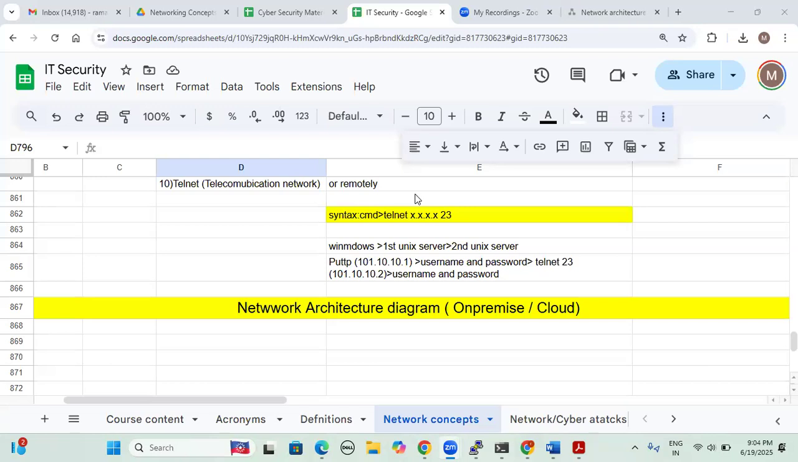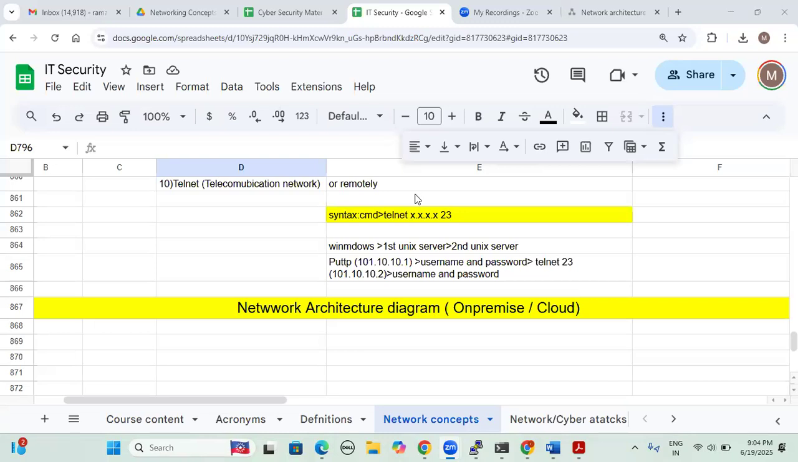So the next topic is the network architecture diagram, and whatever architecture diagram we are going to discuss now is applicable to on-premise and also applicable to cloud. In the cloud, there will be a few differences here and there. Those differences I'll explain later. Once again, we are moving to cloud security, where I will draw the new diagram related to cloud security.